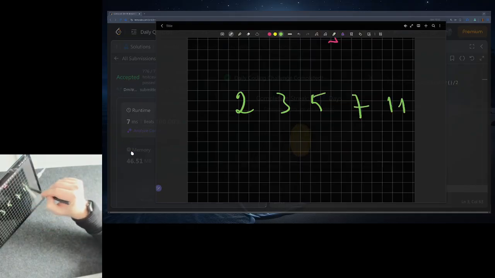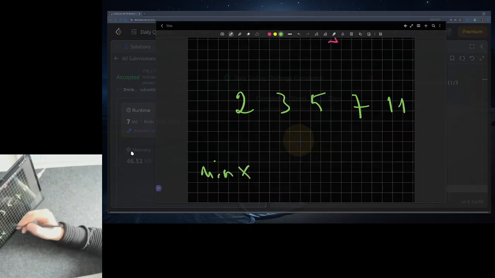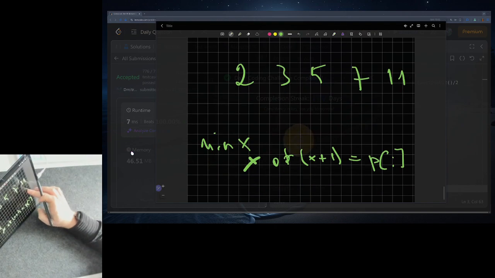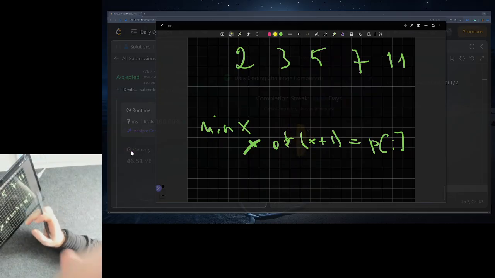Today we have the same question as yesterday. We're given the prime numbers, and we ask to find the minimum number x such that x OR (bitwise) x plus 1 is this prime number. So the solution is the same as I explained yesterday.